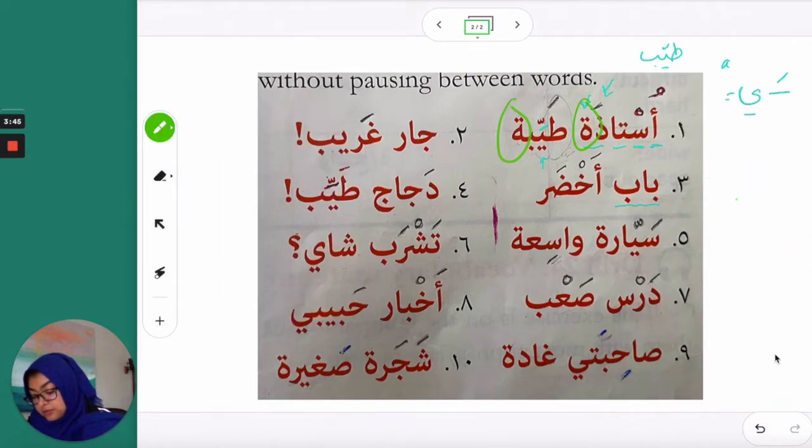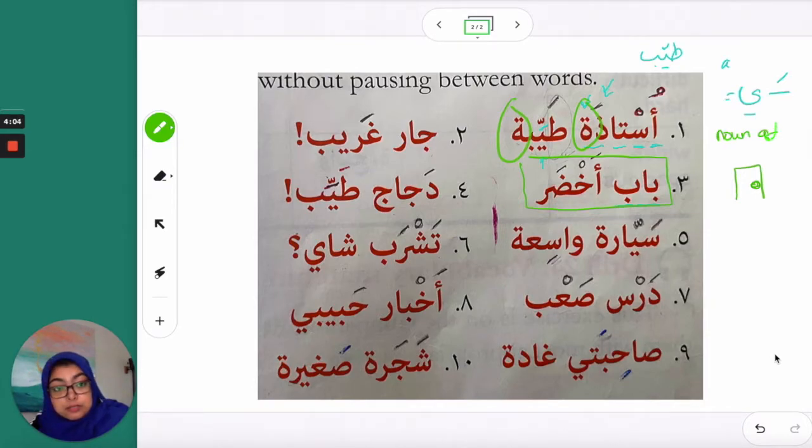So you should know what kind of door it is. Bab means door. Akhdar is what? Green. So what kind of door? Green door. Bab akhdar. Green door. So this right here, both of these are examples of what we called noun adjective phrases. When you have a noun followed by an adjective, it's a phrase, right? So bab akhdar, green door. Okay, how about the next one?